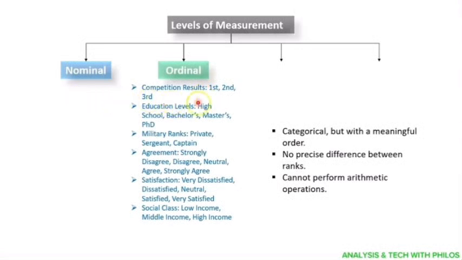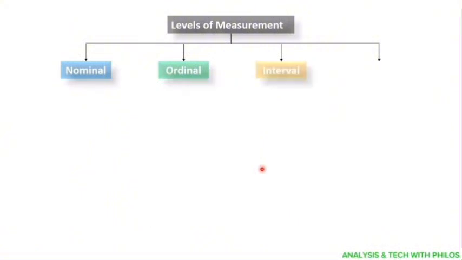So you see that nominal and ordinal are almost the same, but the difference between them is that with one you can't rank, but with the ordinal you can rank. They are both categorical in nature, but for the nominal you can't rank at all, but ordinal you can rank. Okay, then let's look at the next one, which is interval.